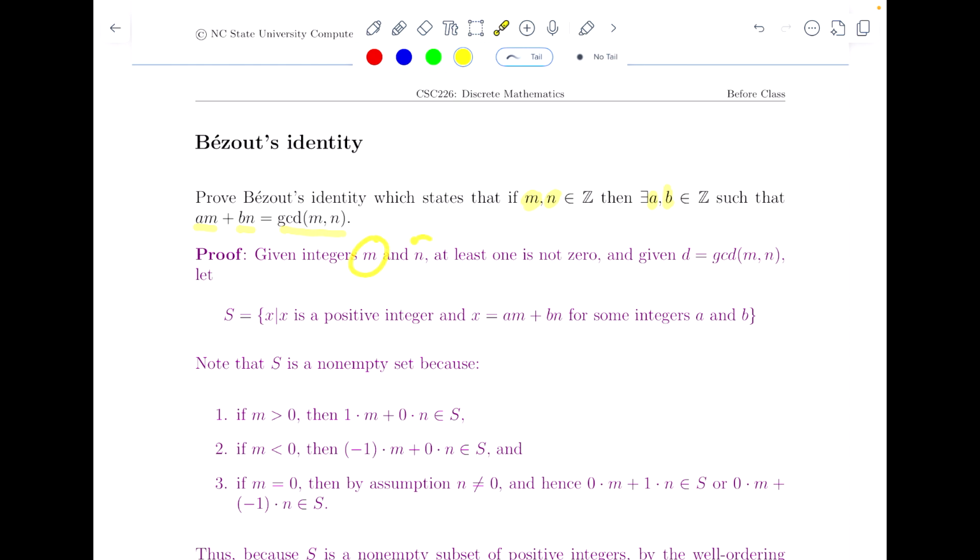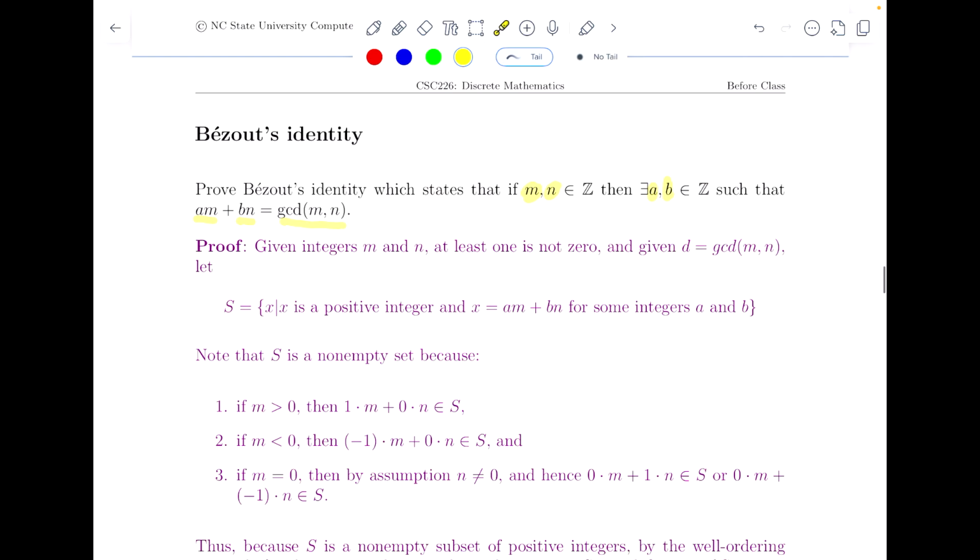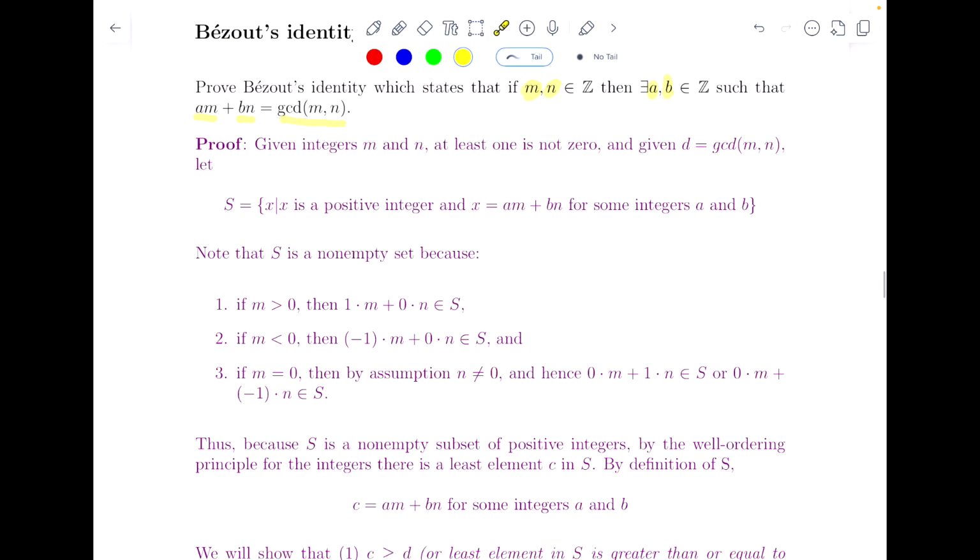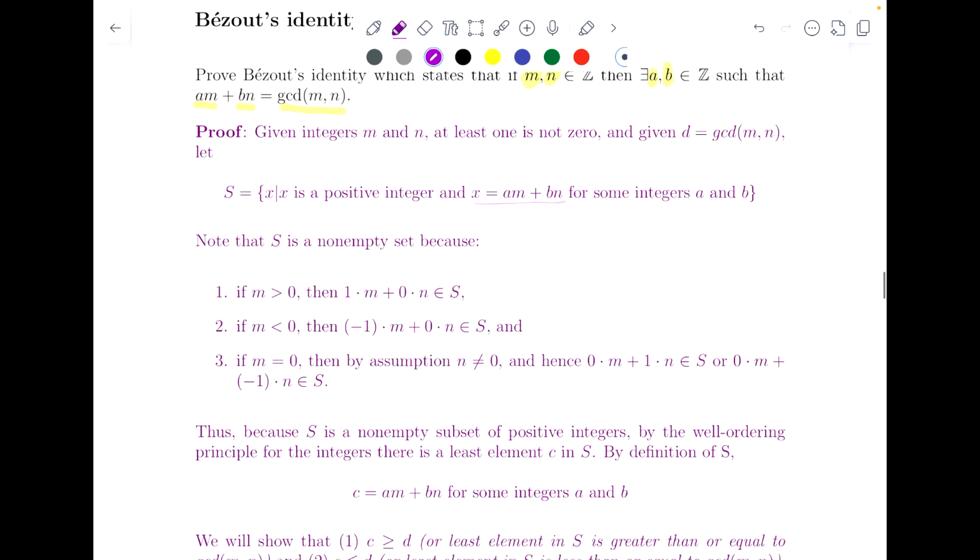If I have my two numbers, m and n, I want to make sure at least one is not 0, and then let's say the GCD is given by the variable d. Then let's set S to be the set of x, where x is some positive integer and x is equal to am plus bn. One thing I'd like to point out is there are actually infinitely many combinations for m and n, but what we're looking for is specifically the GCD.